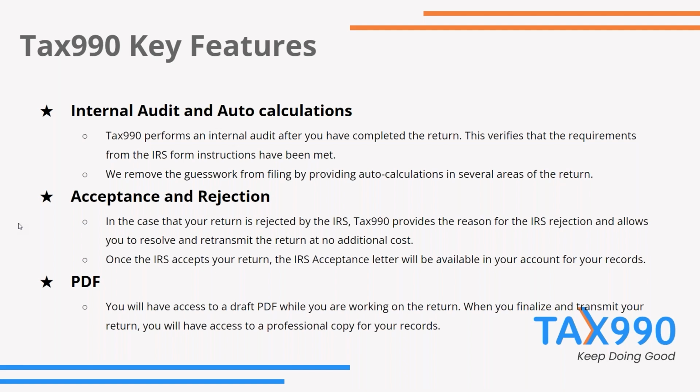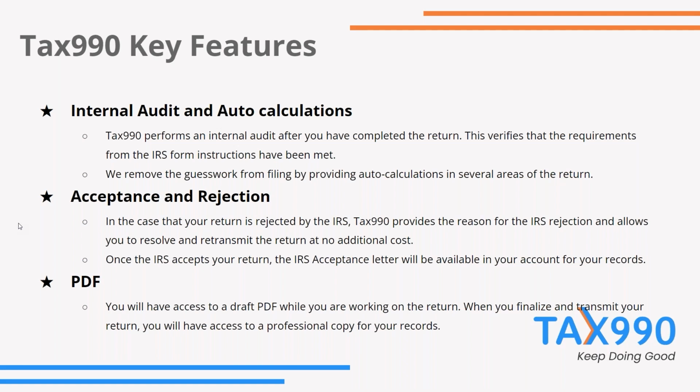Okay, so in addition to the tax preparer specific features that we just talked about, Tax990 offers several other advanced technology features to assist you in your filing process. Tax990 performs an internal audit after you've completed the return, and this verifies that the requirements from the IRS Form instructions have been met. The audit helps verify that your calculations are accurate and the necessary schedules are generated. The form will generate auto calculations, which helps remove the guesswork from filing by calculating several areas of the return. For example, when you input all your different categories of revenue, the total revenue will be calculated accordingly.